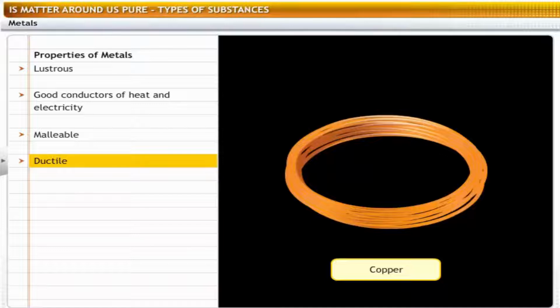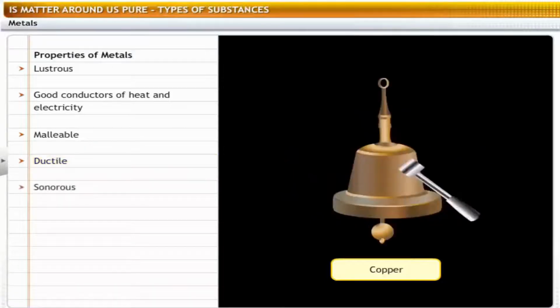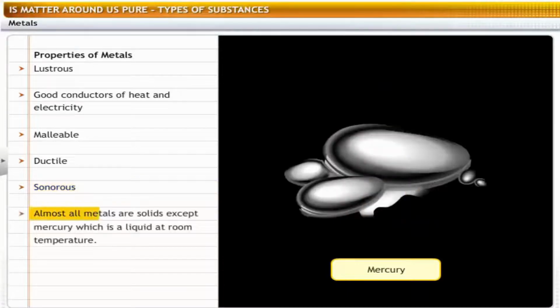For example, copper. Metals are sonorous. They give a ringing sound when they are hit by a hard iron rod. For example, copper. Almost all metals are solids except mercury, which is a liquid at room temperature.